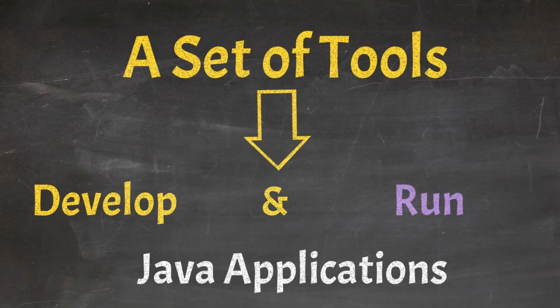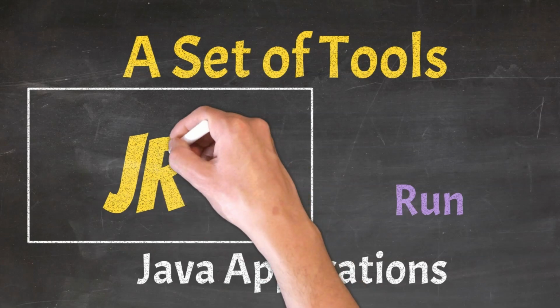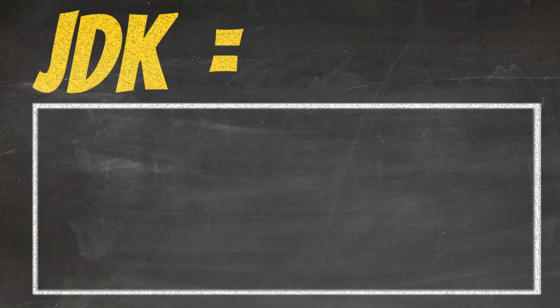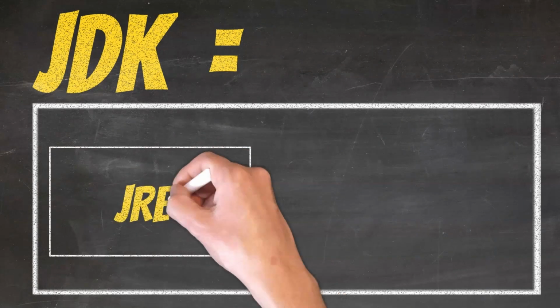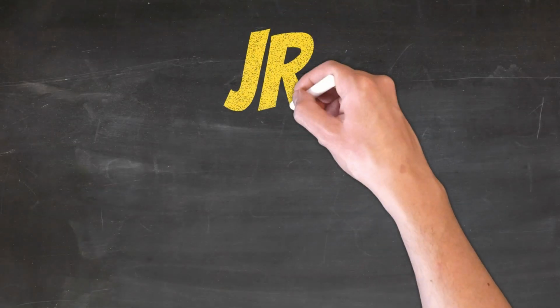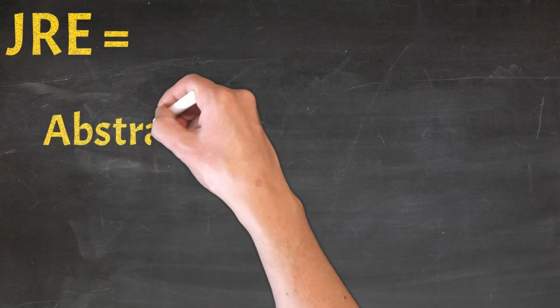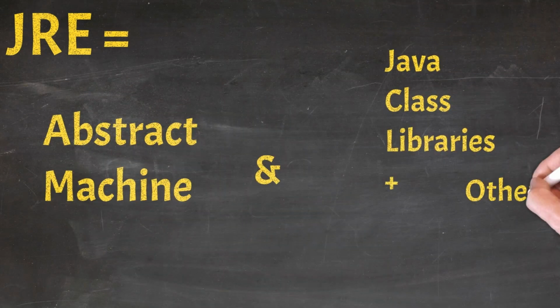Now, to run the code, we will use the JRE. So, in other words, the JDK is a combination of the JRE and a set of development tools. After we compile the code, we run the java command to execute it. For that, we need the JRE. JRE stands for Java Runtime Environment, and to do this, it will need an abstract machine and a set of libraries.